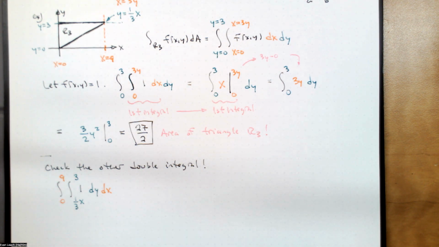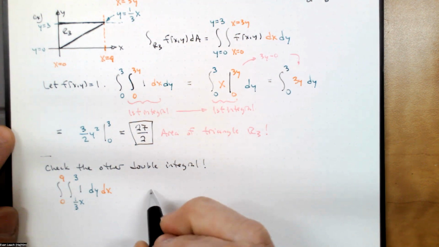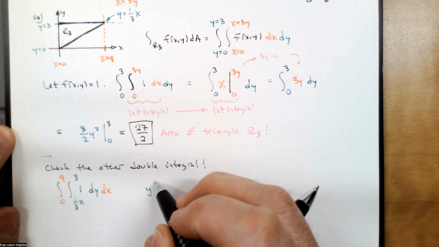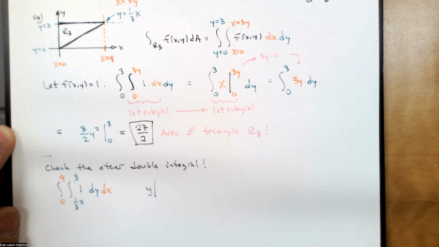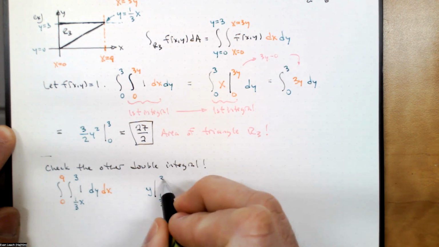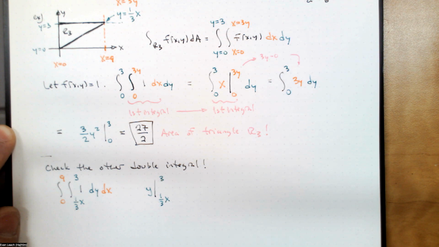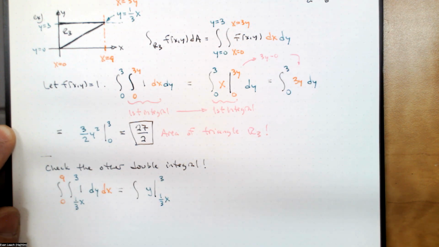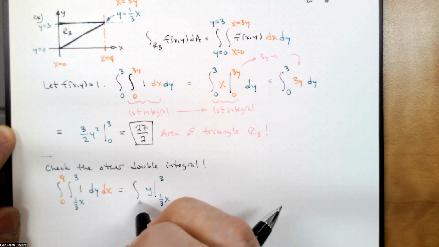In this case, we're going to integrate in the other direction. We're going to integrate y first and then integrate x. So here, the integral of 1 dy is y. And then we're going to evaluate that from 1/3 x to 3. We're still going to have to integrate from 0 to 9 dx.